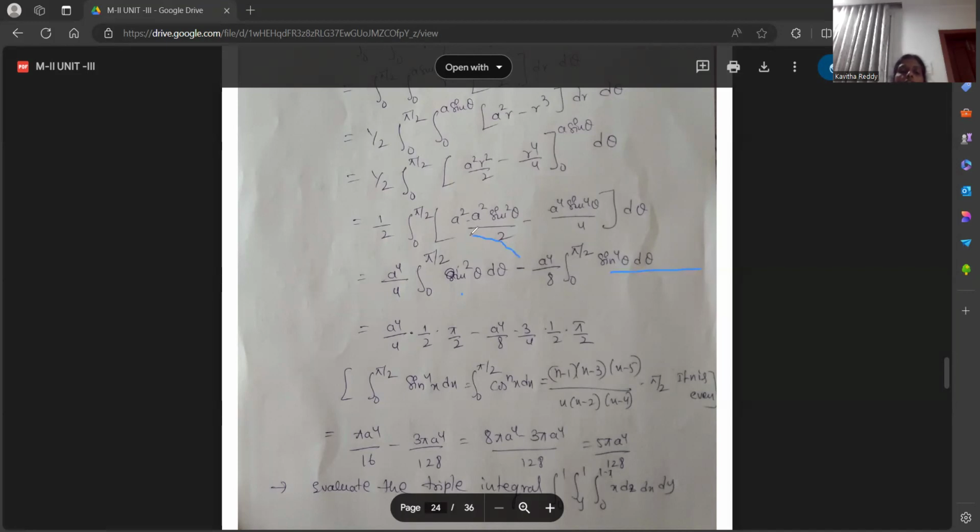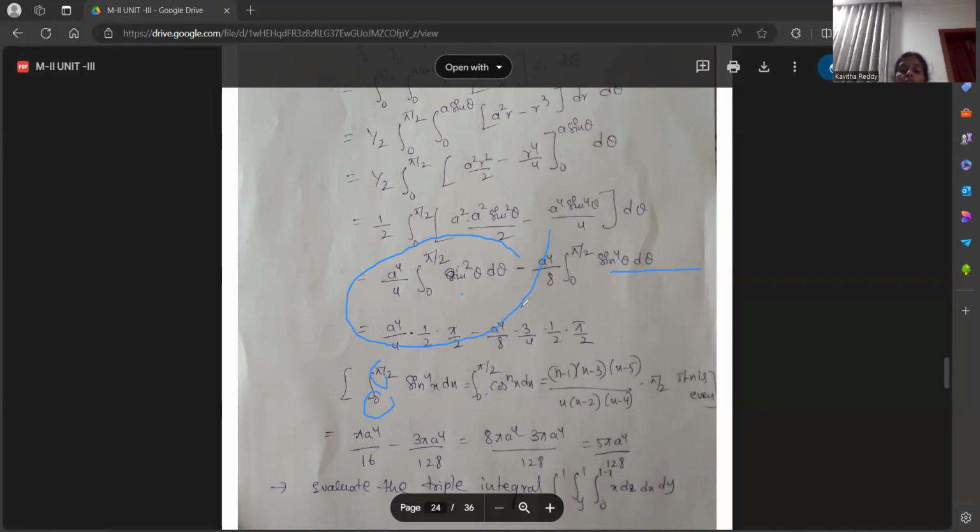You know the value, one formula is there. What is that formula? Integral of 0 to pi by 2 sine power n x dx. If n is even, one formula is there, whether it is sine or cos, between the limits 0 to pi by 2: integral of sine power n x dx, or cos power n x dx, equals (n minus 1) into (n minus 3) into (n minus 5) over n into (n minus 2) into (n minus 4), into pi by 2, if n is even. This is the formula.